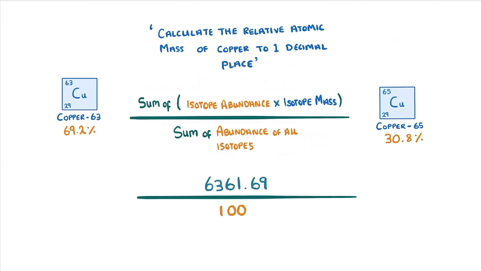So we divide 6361.6 by 100. And our answer is 63.616. But as the question asks for one decimal place, we give the answer as 63.6. And this number that we found is the relative atomic mass, which is denoted by the symbol Ar. So we could say that the average mass of a copper atom is 63.6.